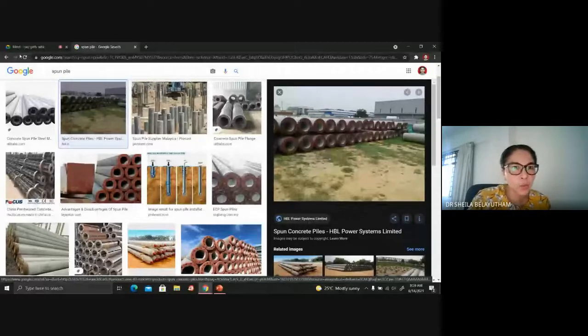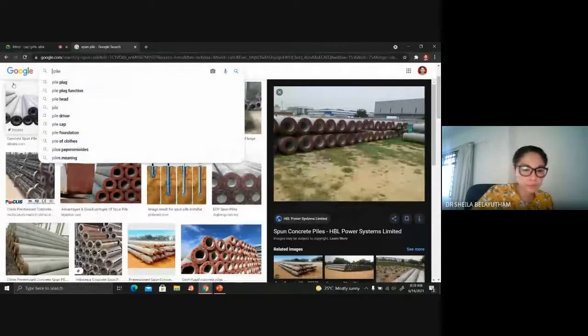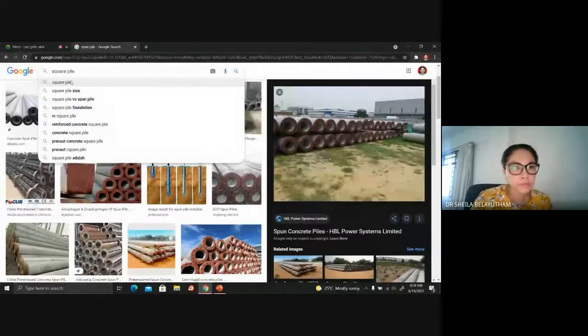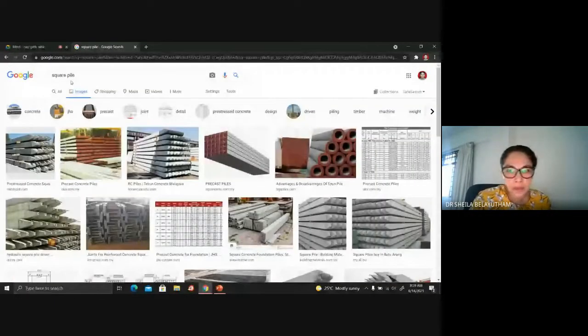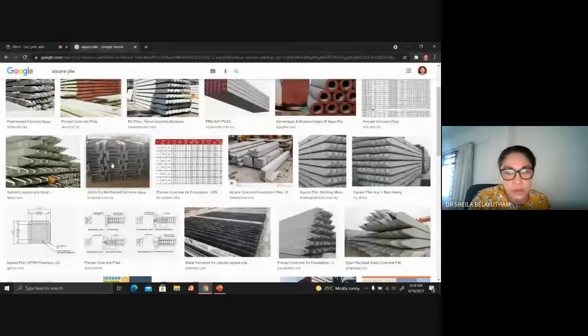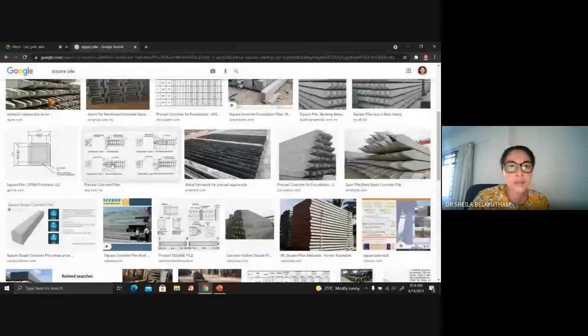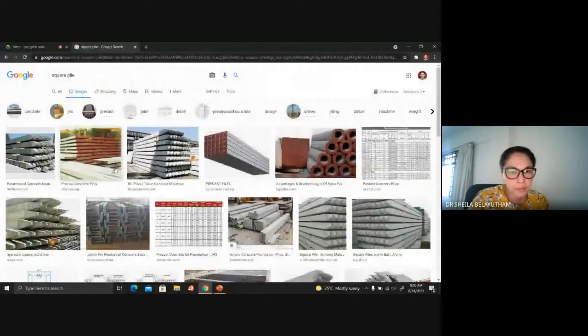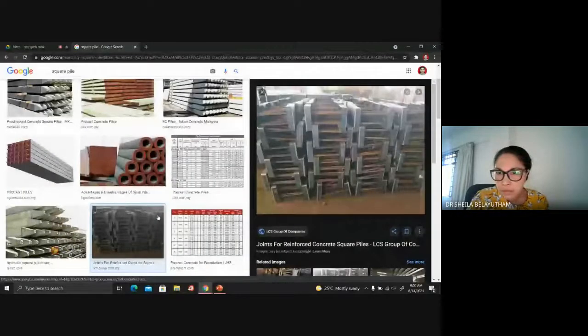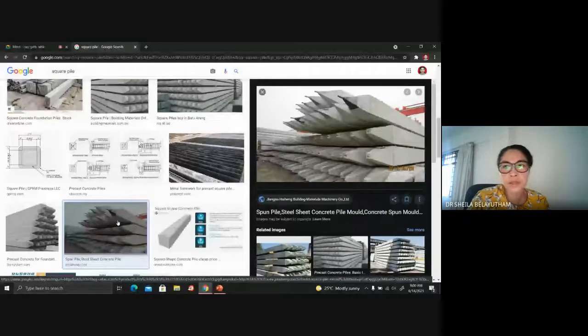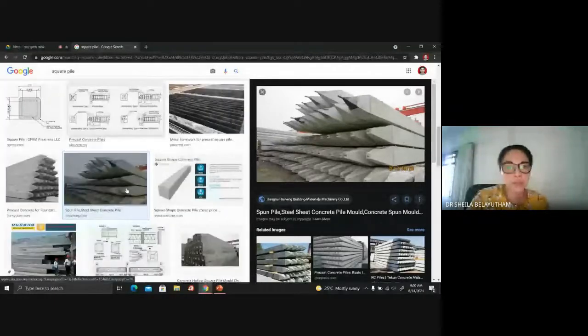Square pile is as such. Square pile is not pre-stressed. It is just concreted, and you lay reinforcement bar. So a square pile is just a normal concrete pile. The reinforcement within it is not pre-stressed.